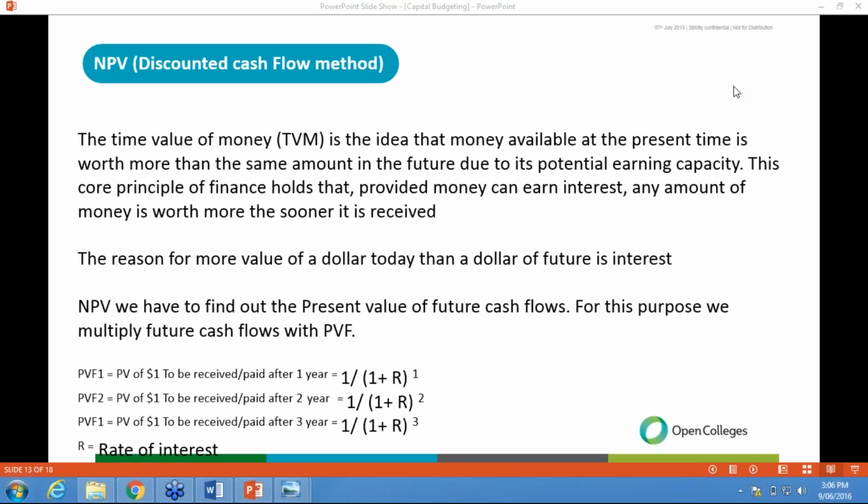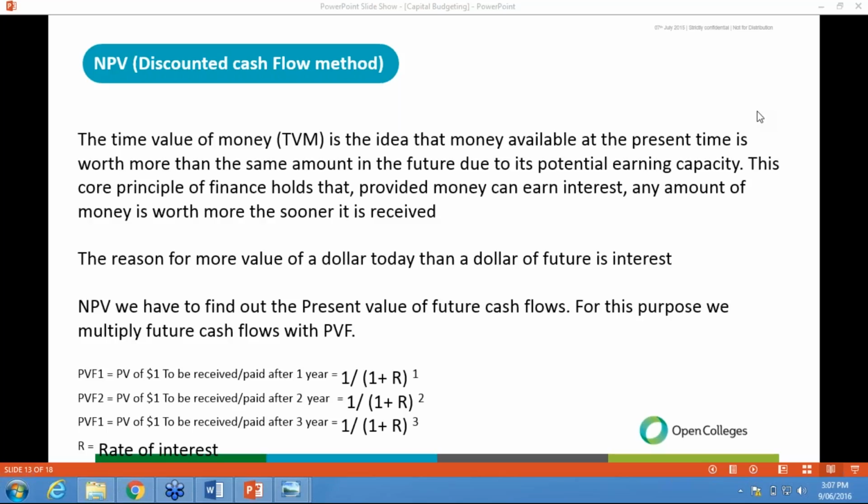Just one more thing, sorry, regarding payback period. Of course, the positive point is that cash flow has been considered, but the negative point is that time value of money hasn't been considered in the payback period method. So one of the serious limitations of ARR and payback period is that they don't take into consideration the time value of money.